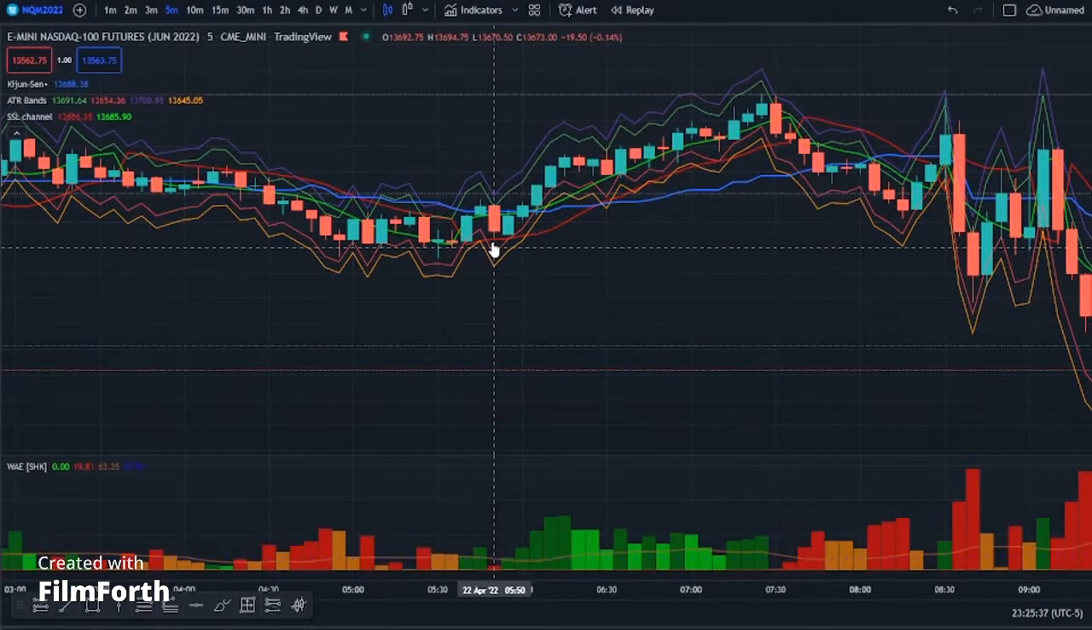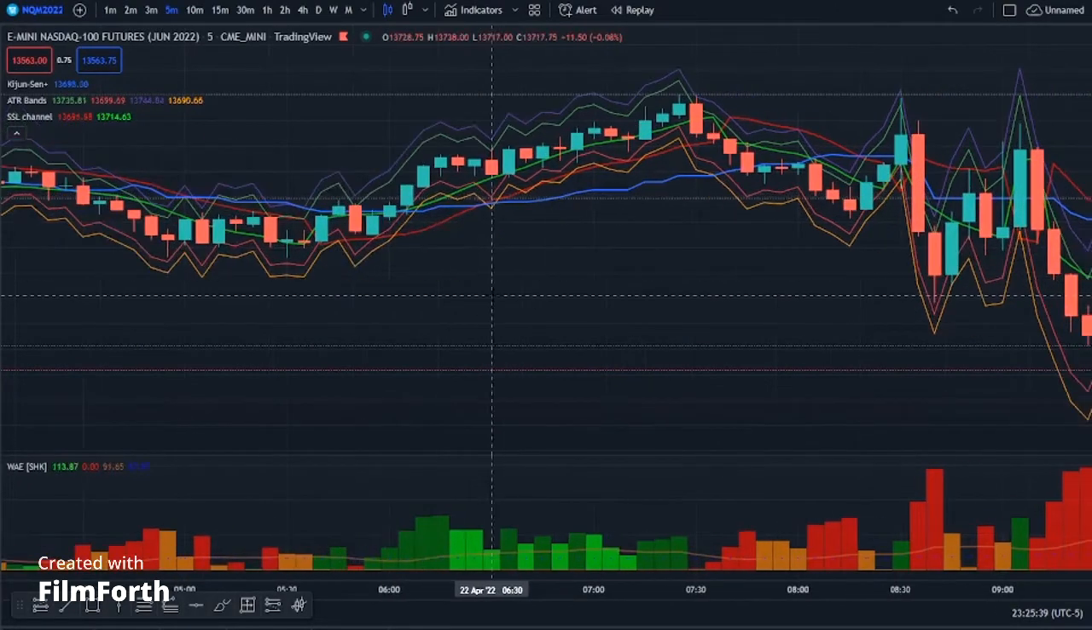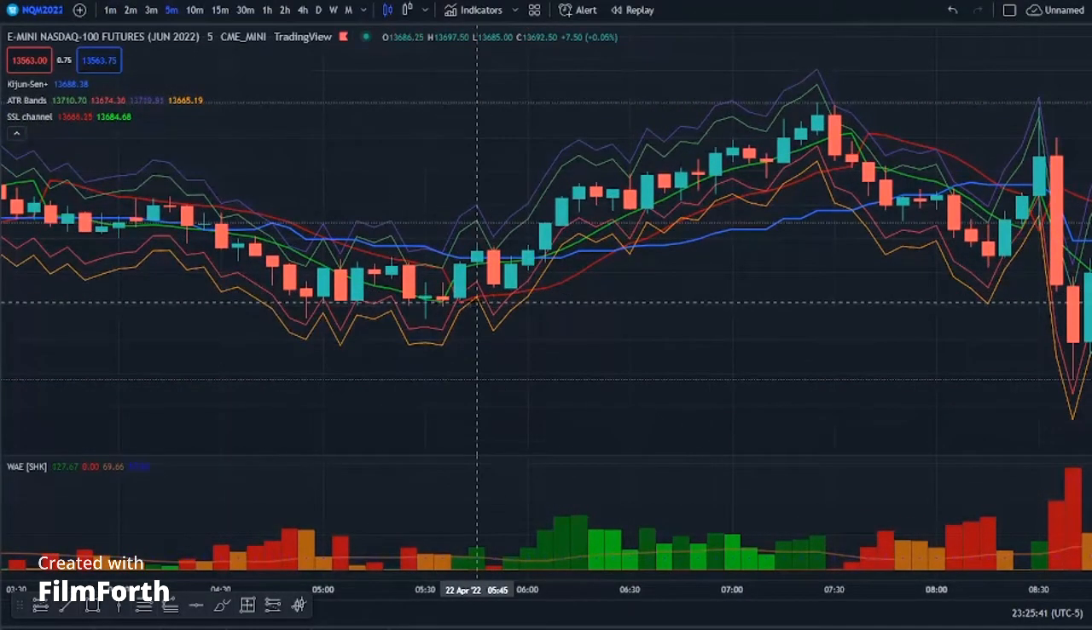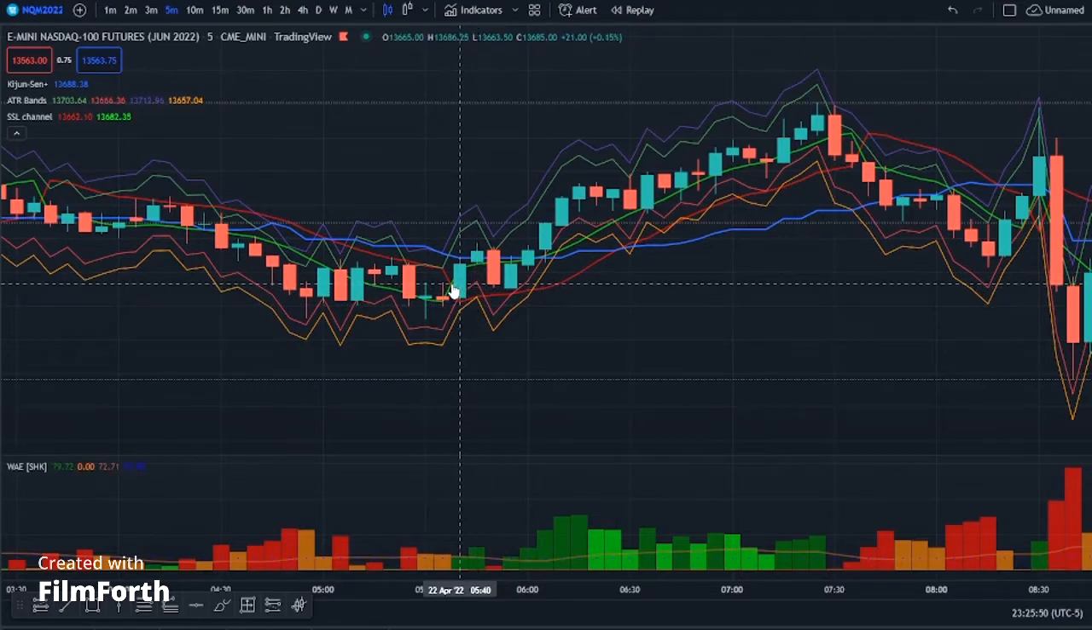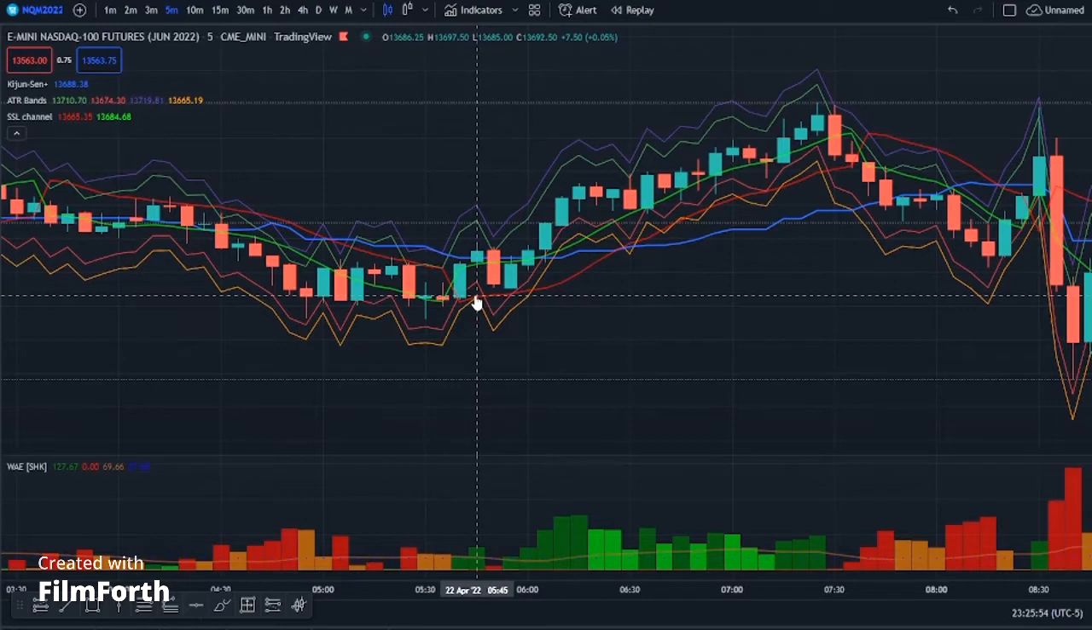Now we're going to go over a long example. Here are the rules for entry. A candle has to close above Kijun-sen. Green SSL channel has to be above the red. And there has to be a green volume candle close above this yellow moving average line. So we have a valid entry here. So we're going to take our entry.